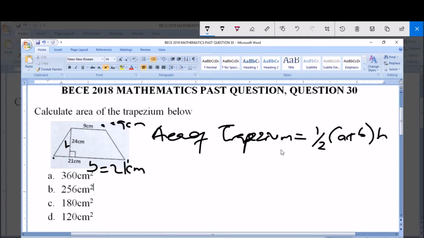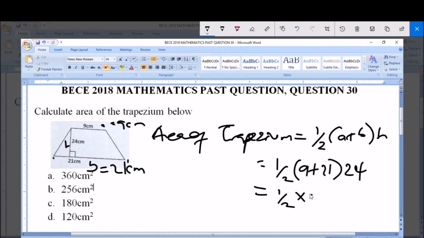So the area of trapezium is equal to half times A. Now our A is what? 9 centimeter. So we put 9 plus B. Our B is what? 21 centimeter. So 21 close bracket, then multiply by H, which is the height, and the height is what? 24 cm. So 24. So this is equal to 1 all over 2. 9 plus 21 will give us what? 30. So multiply by 30 multiply by 24.